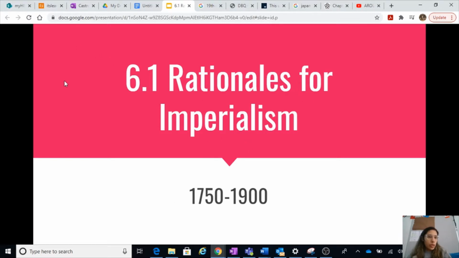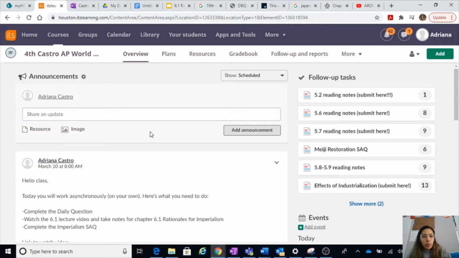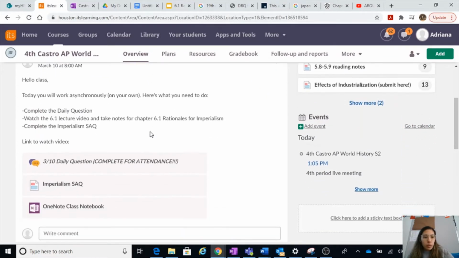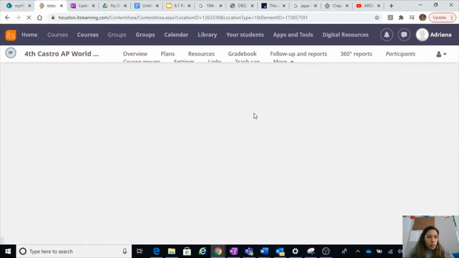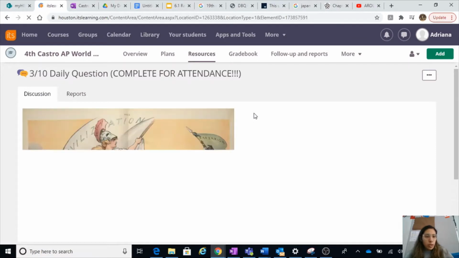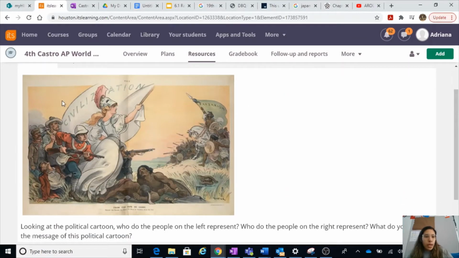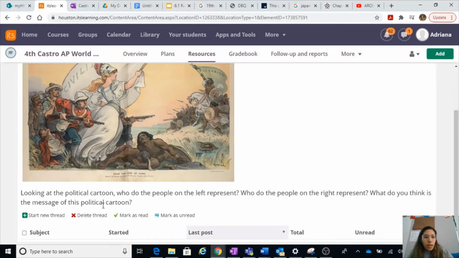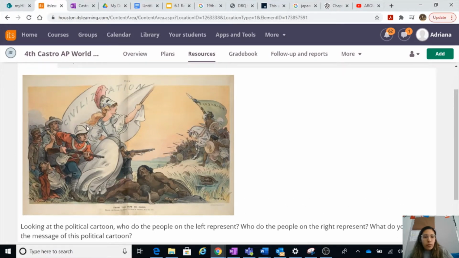But before I do that, I just want to show you guys what the daily question would be. If you haven't completed the daily question, make sure you complete it. It shows this super cool political cartoon about imperialism. I want you to answer these questions. Who do the people on the left represent? Who do the people on the right represent? And what do you think is the message of this political cartoon?